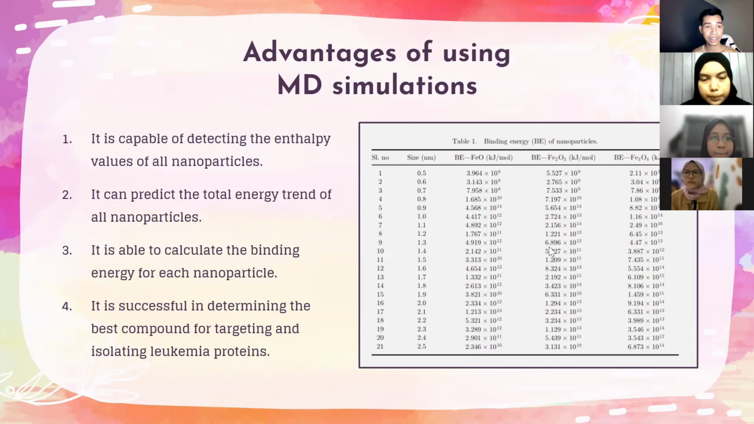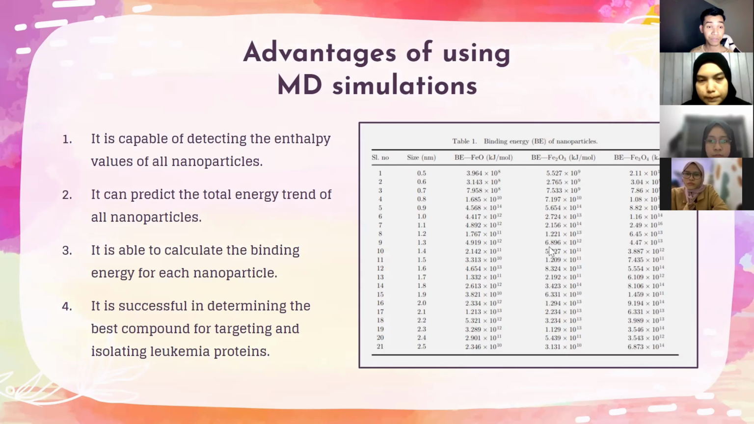And the second advantage is it can predict the total energy trend of all nanoparticles. For instance, when the size of the nanoparticle increases, the total energy will also increase. And the third one, it is able to calculate the binding energy for each nanoparticle, which is very crucial in docking. So as we can see in table 1, in comparison to the other two nanoparticles, iron(III) oxide has the highest binding energy, while iron monoxide shows the least binding energy.